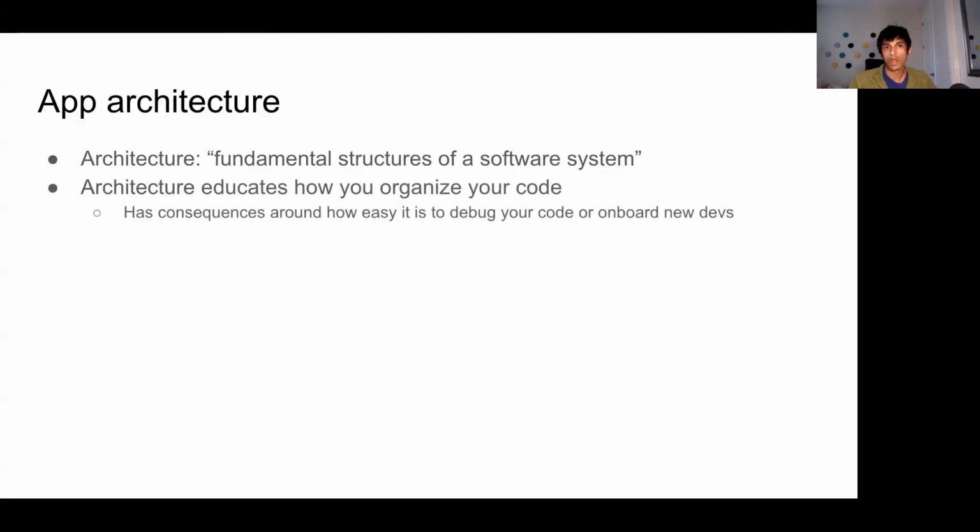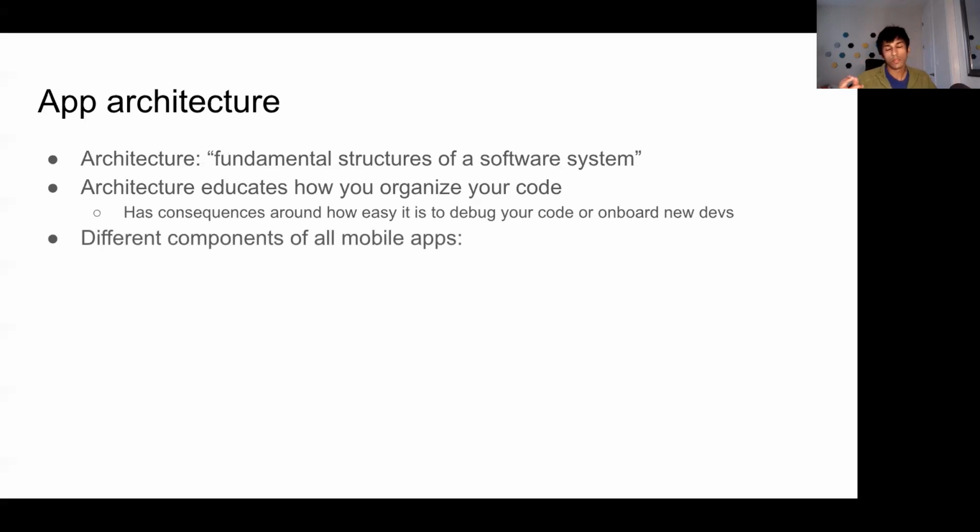So depending on the architecture, that will have consequences around how easy it is to debug your code. If you have a new developer on your team, how easy is it for that new developer to get onboarded and to be productive? So for example, if you have one file which has all the logic for the whole application, then very quickly it gets unwieldy. So architecture is a way of cleanly dividing up the code in your application so that people don't step on each other's toes as they're making changes.